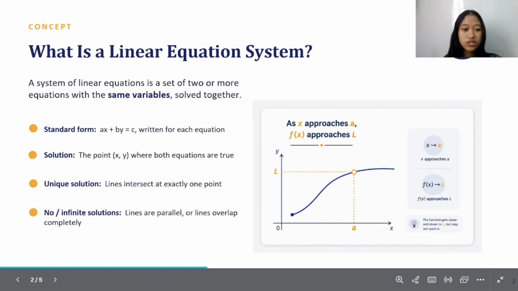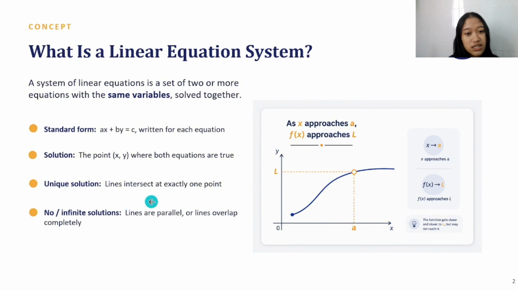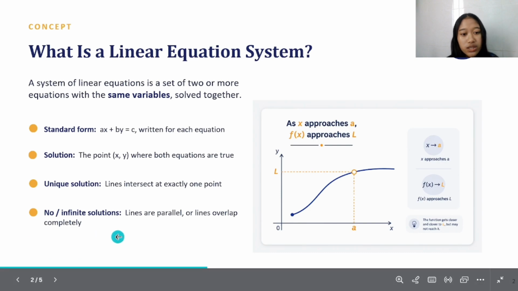There are three possible outcomes. Number one, a unique solution when the two lines intersect at exactly one point. And then no solution when the two lines are parallel and never meet. And then infinitely many solutions when the equations represent the same line, so every point on the line is a solution. Okay, understanding these three possibilities helps us determine the relationship between the equations before solving them.